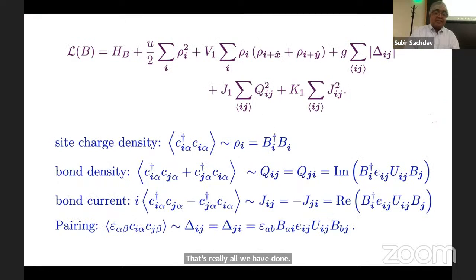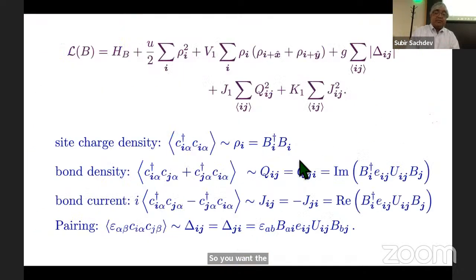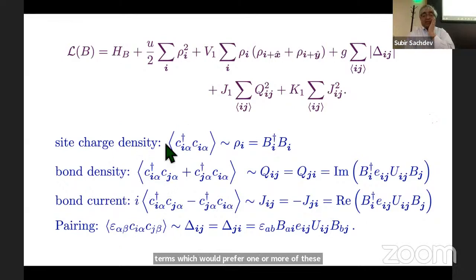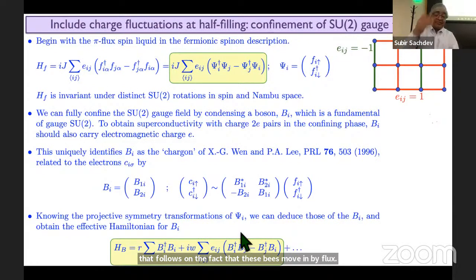So the condensation is controlled by two things. One is this dispersion, so the Bs want to sit at the minimum of this dispersion. And the second are these various quartic terms, which will prefer one or more of these orderings. One interesting point is that there is never any phase with no ordering. And that follows from the fact that these Bs move in pi-flux. And that's good because you don't want to get some trivial phase, then you violate various fundamental theorems here.